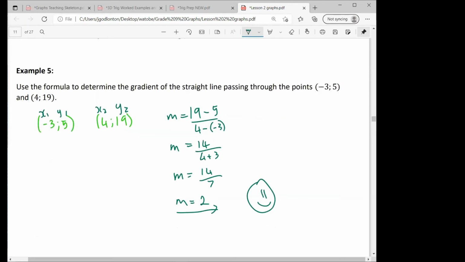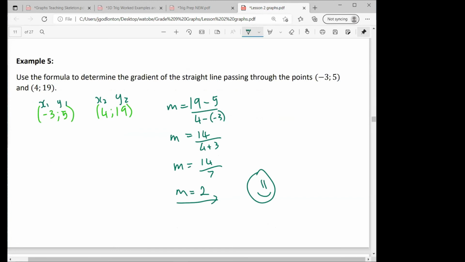Ma'am, I think I did something wrong. Oh, no. Okay. Do you know where you went wrong? Yes, ma'am. I said m is equal to 19 minus 5 over -3 minus 4. Okay. That's how I got -2.